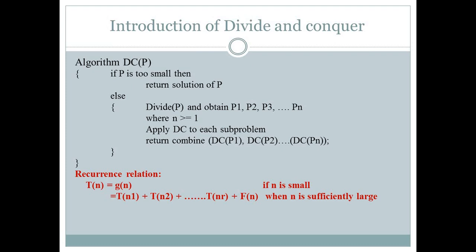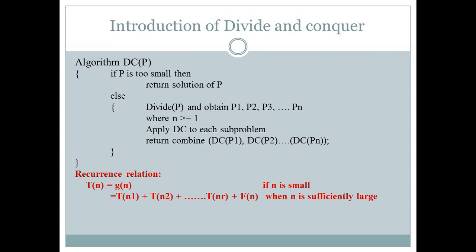So there will be a recurrence relation. T(n) is equal to G(n), where n is small. Otherwise, G(n) will be the summation of T(n1) plus T(n2) plus up to F(n), when n is sufficiently large. Then we will divide, otherwise we will not divide.